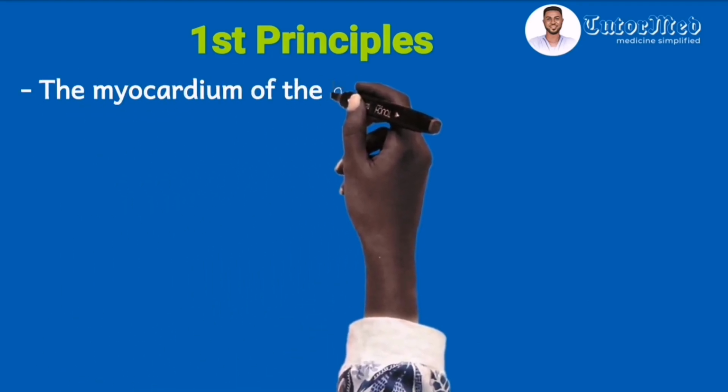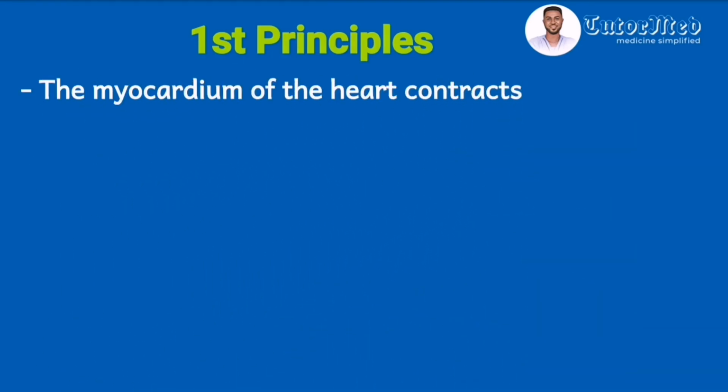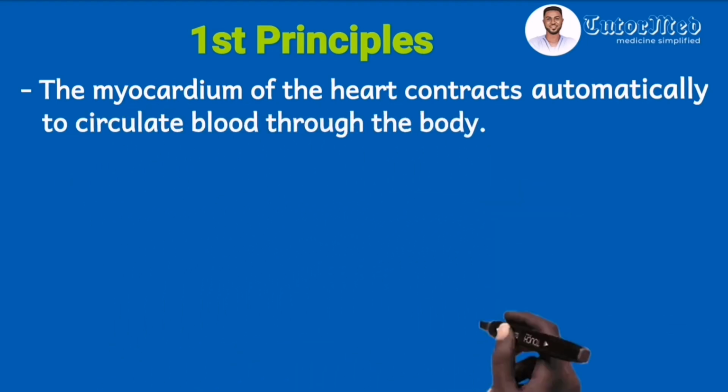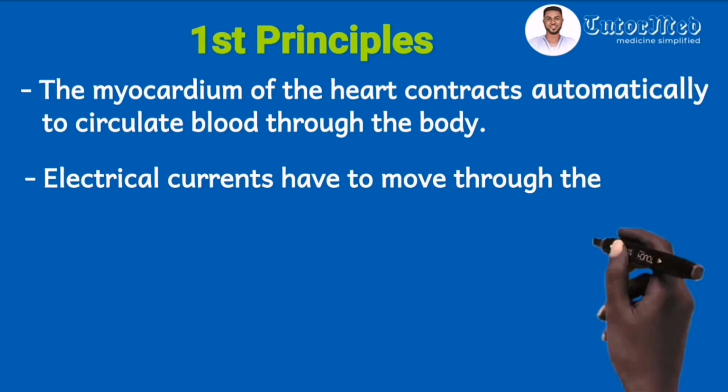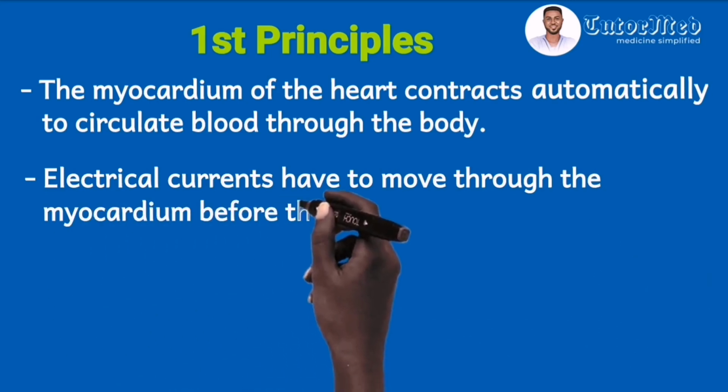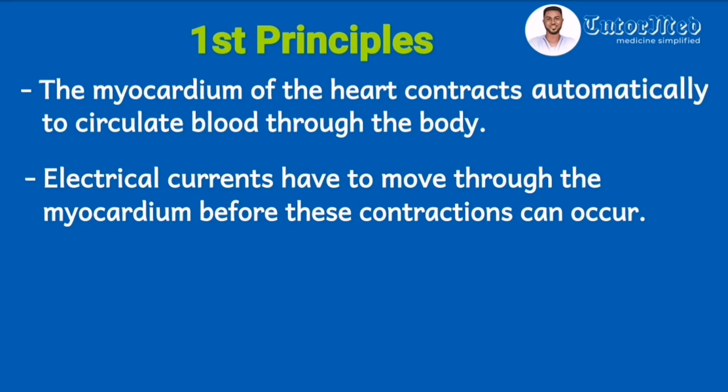As you may know, the heart muscle or myocardium contracts automatically to move or circulate blood through the body. Before these automatic contractions can occur, electrical currents or impulses have to move through the myocardium to activate it. In other words, no electric currents to activate the myocardium, no automatic contractions. And so how do we evaluate this electrical activity within the heart or the myocardium in clinical practice? We use the ECG, which stands for the electrocardiogram.